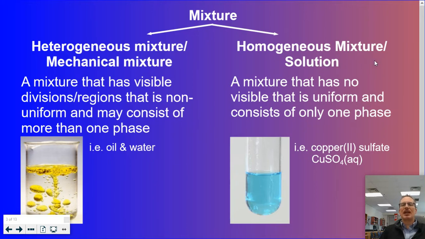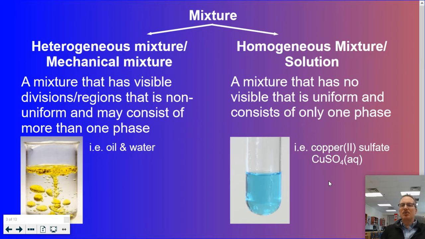On the other side of that, we have solutions. A solution is a mixture that has no visible parts, meaning it's going to look uniform, like one item. An example from the lab would be copper 2 sulfate. It looks like one thing. It's a light blue liquid. However, we know it's made up of little blue crystal solids that we have dissolved in water.